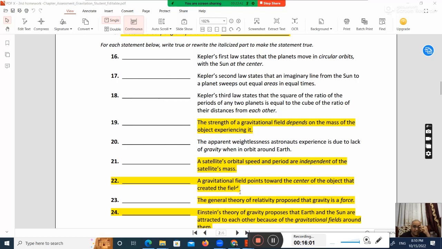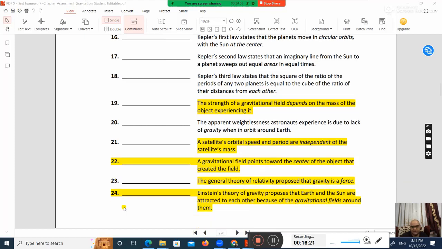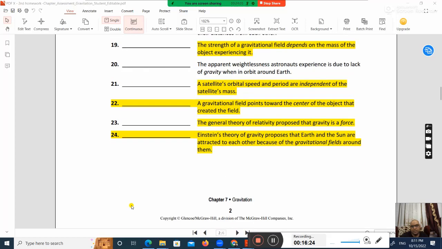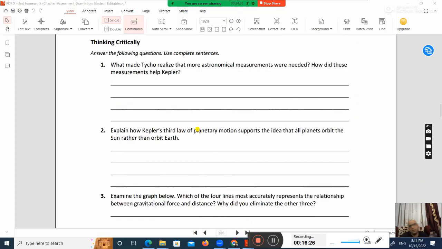Question 21. A satellite's orbital speed and period are independent of the satellite's mass. They are dependent on the object at the center, which is the Earth. A gravitational field points toward the center of the object that created the field. That's true. Question number 23 and question number 24 are cancelled. Critical thinking question: what made Tycho this question is cancelled. It's for research.